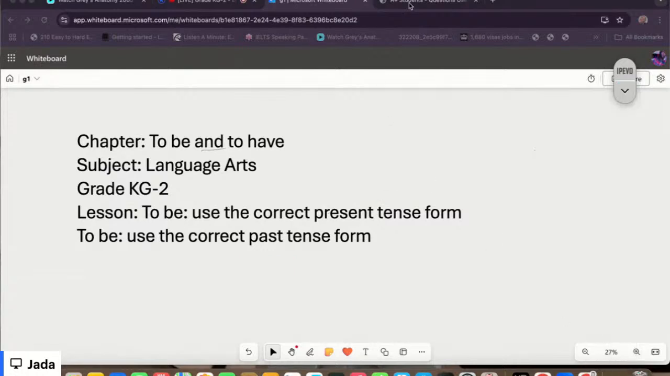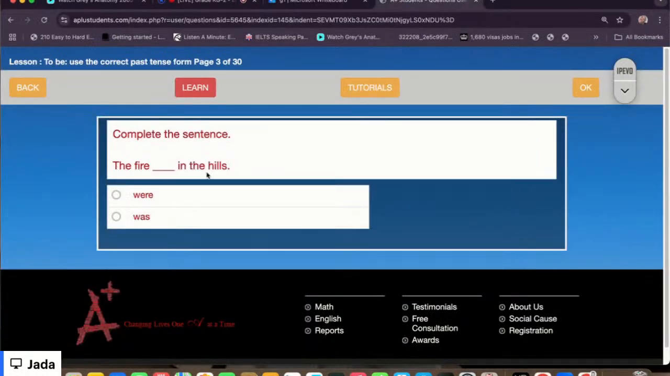All right, let's move on. The fire dash in the hills. The fire dash in the hills. So the fire was or where in the hills? What do you think?